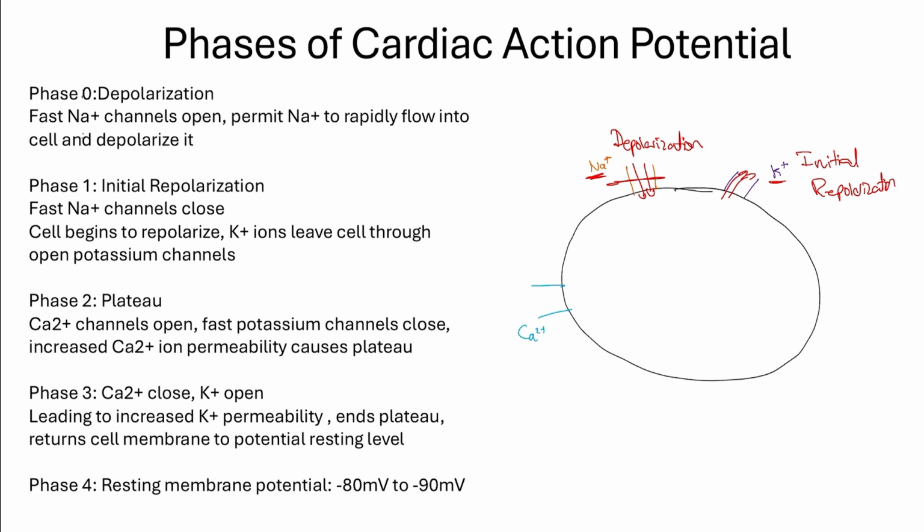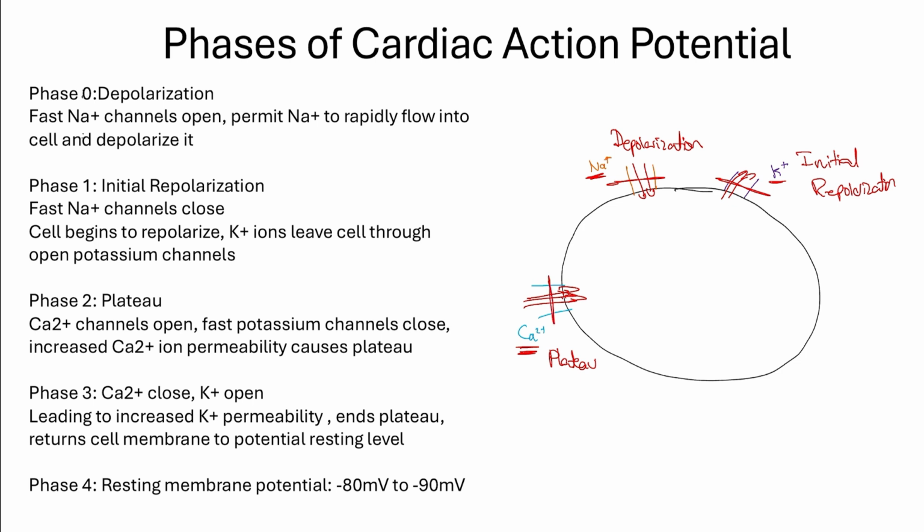After that, we get the plateau. The fast potassium channels close and the calcium channels open, causing increased calcium ion permeability. So the calcium can enter the cell, and this is what causes the plateau. The plateau happens due to the calcium going into the cell.